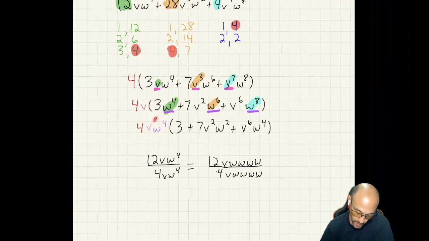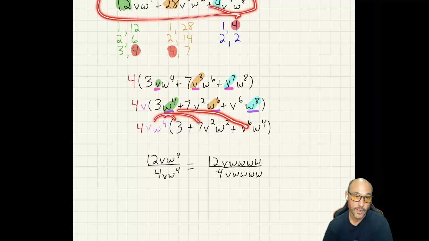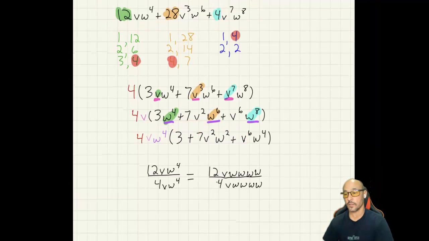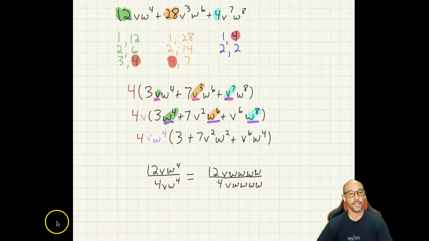Now, if I distributed this to each of those, we would be right back to where we started. And that's an important thing too. All right. So that is the first step really in factoring. It's just factoring out from each term the greatest common factor.